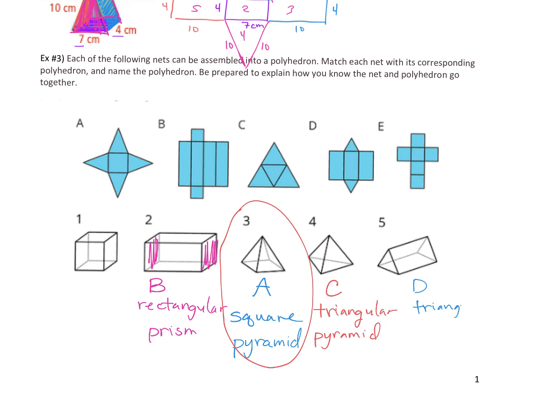Good. So you name it based on its bases, right? And the bases are the 2 that are parallel and congruent. So a triangle here and a triangle here that are identical. That is a triangular prism. Okay. And then the last one, by process of elimination, E goes with number 1, and we call that a what? That's a cube. Like a die, right? Okay. Any questions on that?